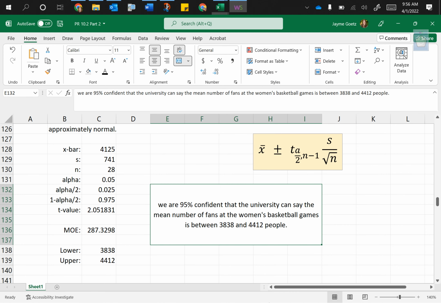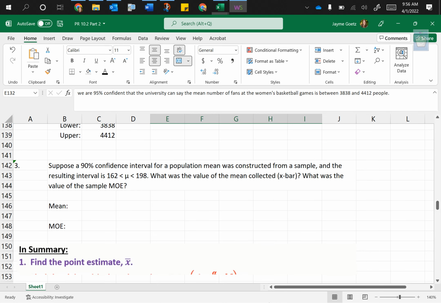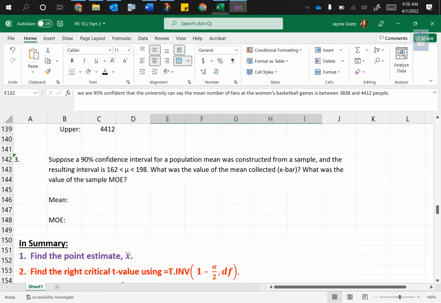Okay. Let's talk about number 3. The reason we're talking about number 3 is because you're going to see problems like this on your homework, and I want to tell you how to address them. It says, suppose a 90% confidence interval for a population mean was constructed from a sample, and the resulting interval is given. So the population mean is in between 162 and 198. What's the value of the mean collected, and what was the value of the sample margin of error?